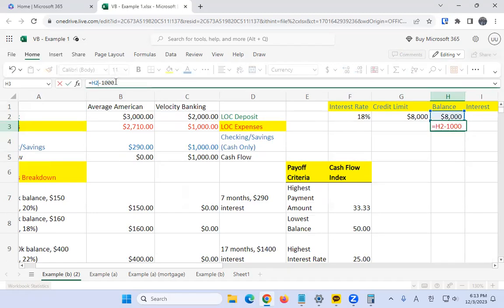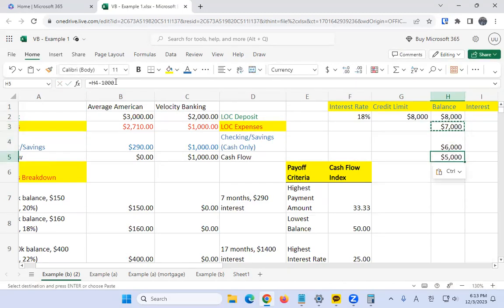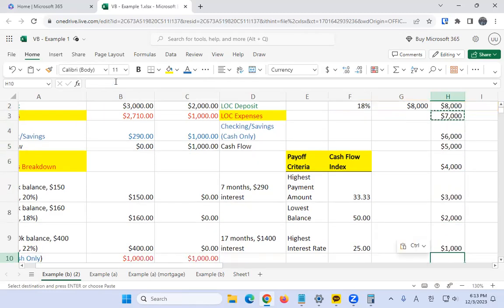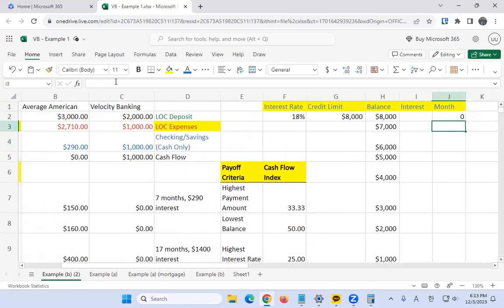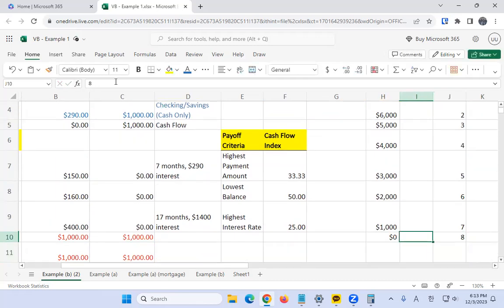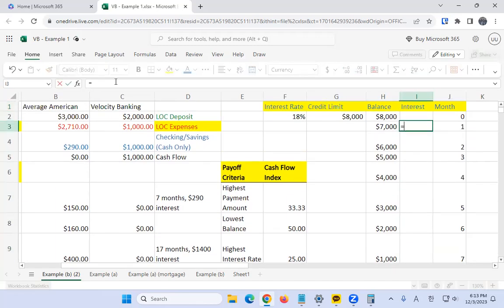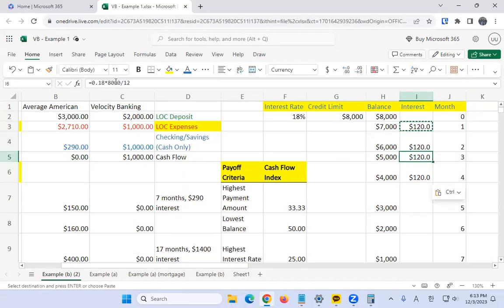Whoopsie, I did this right here. Okay, 7, 6, 5, 4, 3, 2, 1. All right, and then we'll say it's month 0, 1, 2, 3, 4, 5, 6, 7, 8, and then equals 18% interest times $8,000 divided by 12.